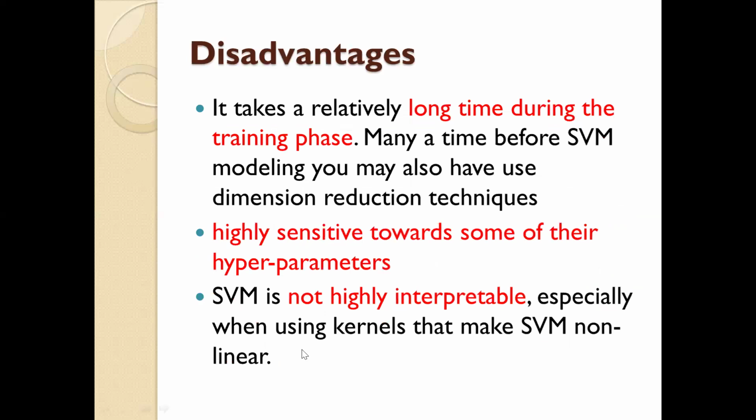So look at the major limitations of SVM. It takes more time to create a model, and it is highly sensitive to its parameters, and it is not interpretable like a decision tree. So these are some of the limitations of the SVM.